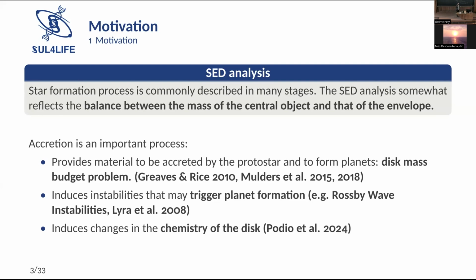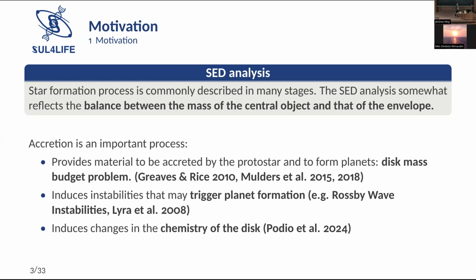When we classify these stages, we usually rely on the spectral energy distributions that somewhat reflect the balance between the mass of the central object and that of the envelope. But not only that, accretion is important in setting the mass that is available to form planets. It also induces instabilities, which could, for example, trigger planet formation. An example of that is the Rossby wave instabilities.